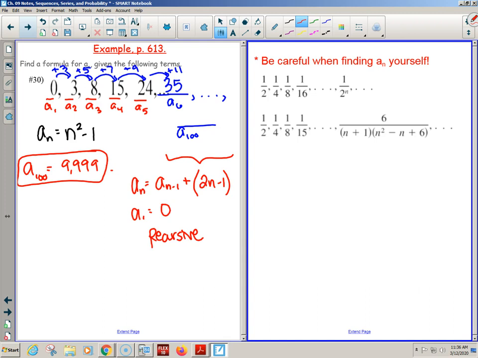Is this one just 1 over 2 to the n, 2 to the 1, 2 to the 2, 2 to the 3, 2 to the 4? Or is it a bit more complicated? Let me zoom in because it's a little bit zoomed out.